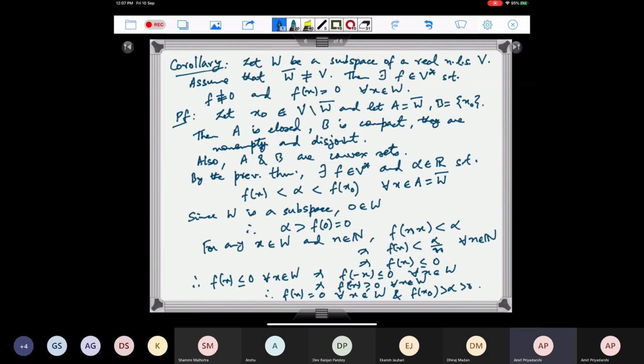So a corollary of that, we said that if we have any point outside, then we get a bounded linear functional such that f of x naught equals the norm of x naught, right? So we can use that thing.